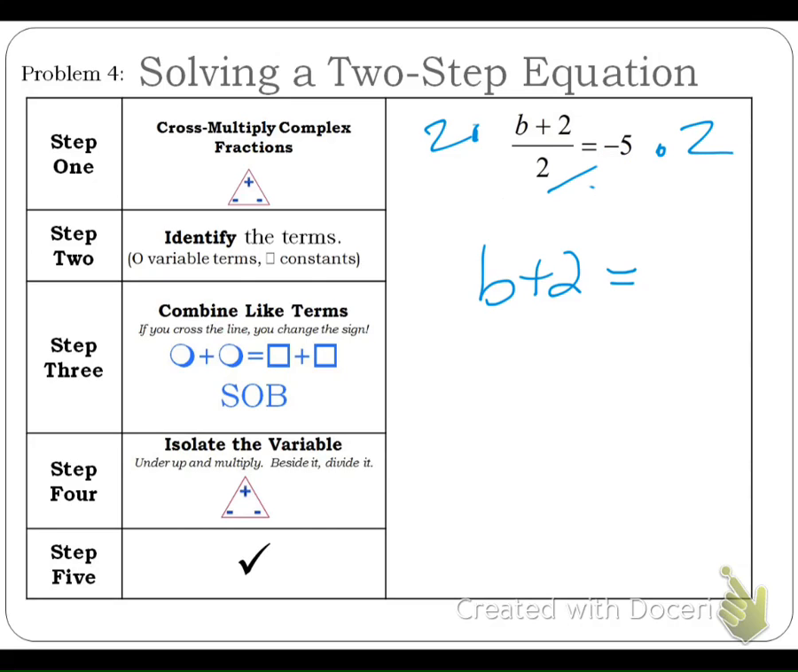Yeah, that was a negative 5 there. So I need to simplify. The 2's cancel out. That's how I get the b plus 2. Negative 5 times 2 is negative 10. So I've cross multiplied. After I cross multiply, then I identify my terms, kind of put on those training wheels so that I know what to do next. I have a variable term, a constant, and a constant.